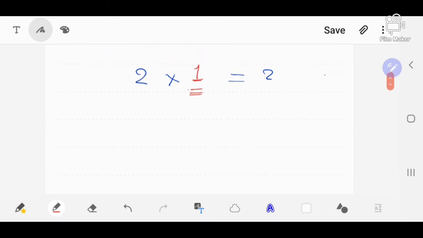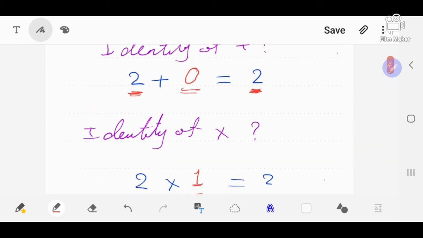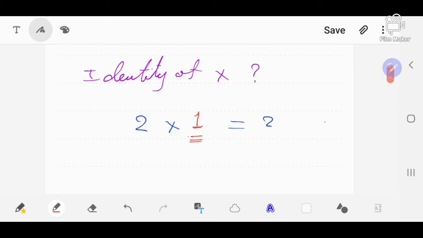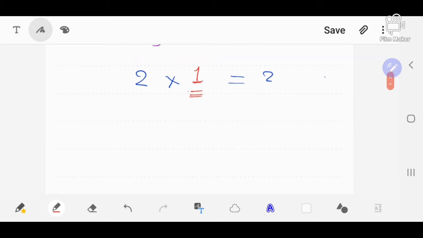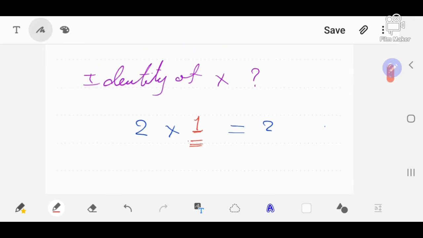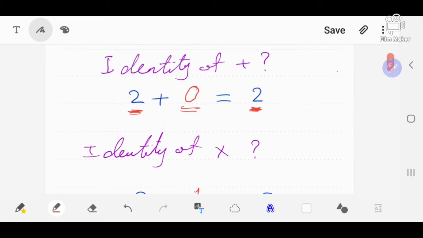Is that all? Is it only for addition, multiplication? Well, actually, it exists in every branch in math, and I'm going to move on later to remind you that it exists in matrices and also in functions, which is a main topic. So let's now talk about the use of identity and why do we need it.